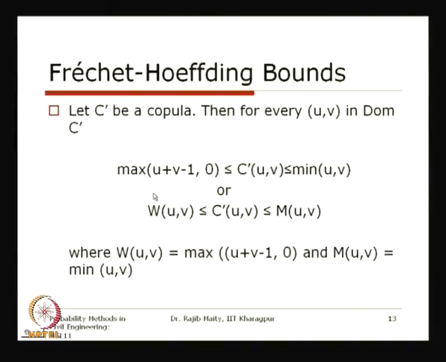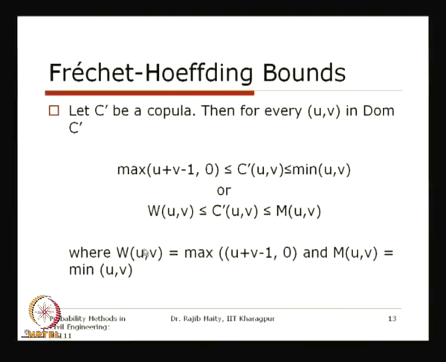Why this is W and why this is M, there is no reason, these are just notations. But you can remember that for the lower bound, the way the letter W is written, the lower side is bounded, and the way the M is written, the upper side is bounded. This is just for notational sake only. So this is your lower bound and this is your upper bound of the copula function.